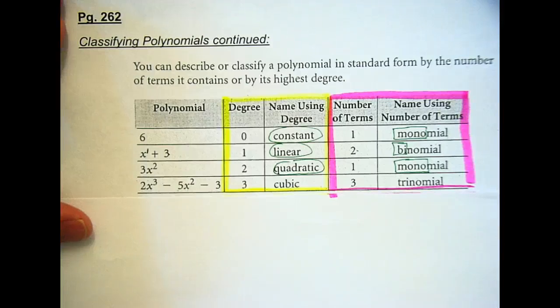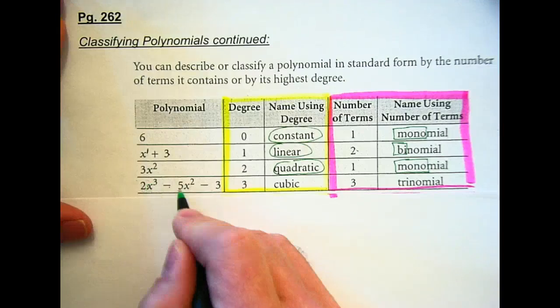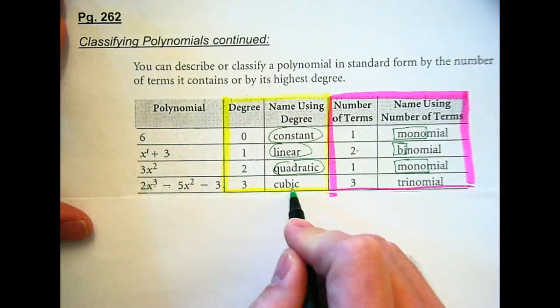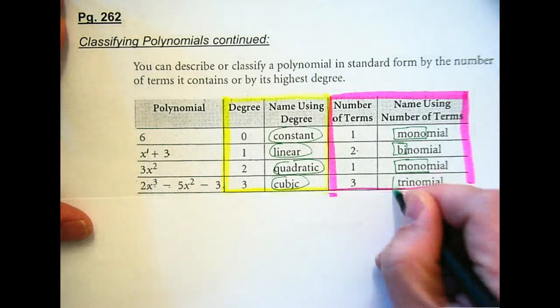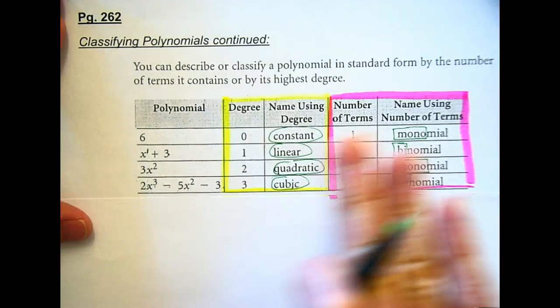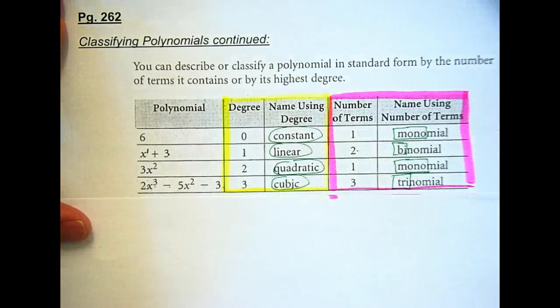And then if there are 3 terms, notice we got subtraction signs in between, 3 terms, so 1, 2, and 3. Highest degree is 3, so we call that a cubic. And 3 terms, tri meaning 3, trinomial. So you want to be able to classify by degree and by terms, and then keep those straight in your mind. That's going to be the hard part. Some of you will struggle with that possibly.